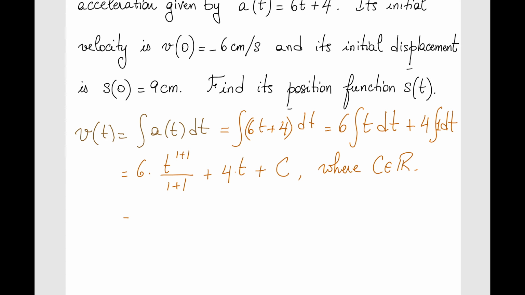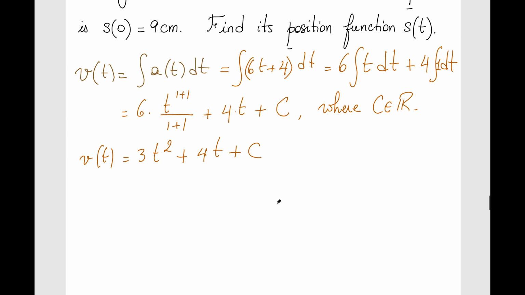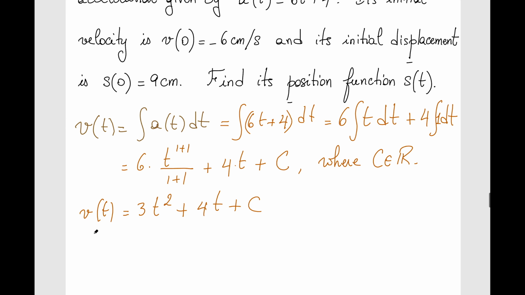Okay, and if you clean up a little bit, so v(t) how much? v(t) is 6 divided by 1 plus 1, so 3, because 6 divided by 2 is 3. 3t squared plus 4t plus c. Again, c is an arbitrary constant. We said this. All right, now we're down to the velocity.